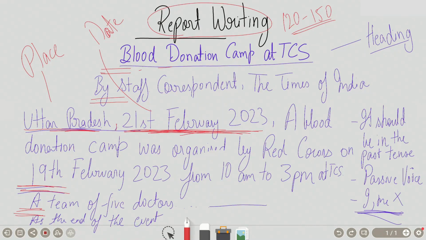That's it. And a few points to remember. It should be in the past tense. Your report should be in the past tense, and you will use passive voice. No active voice. You will not use I and me in report writing. Strictly prohibited. You will not use I and me.